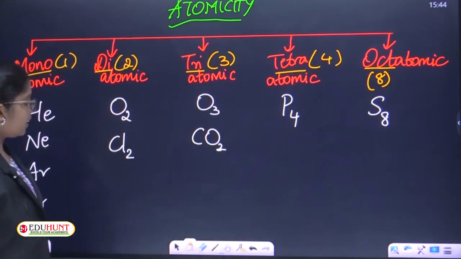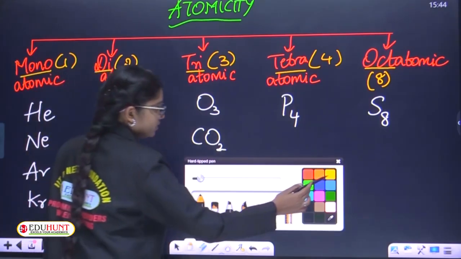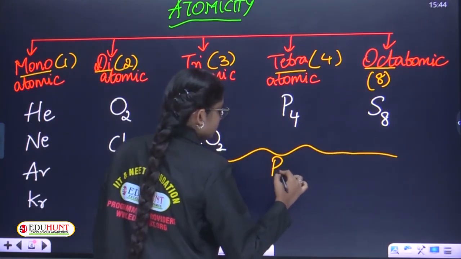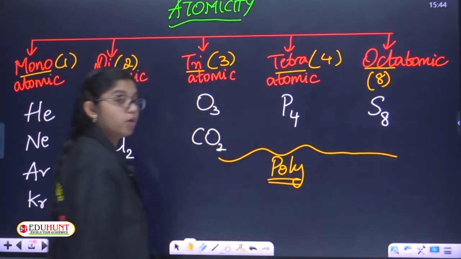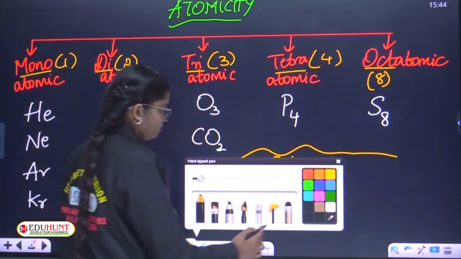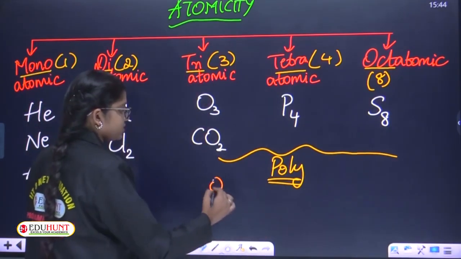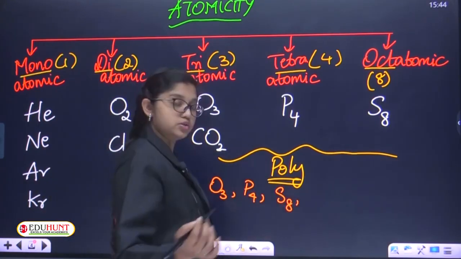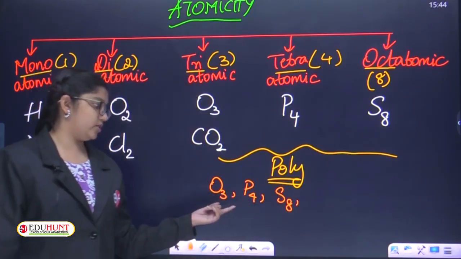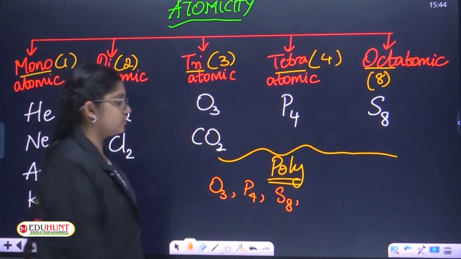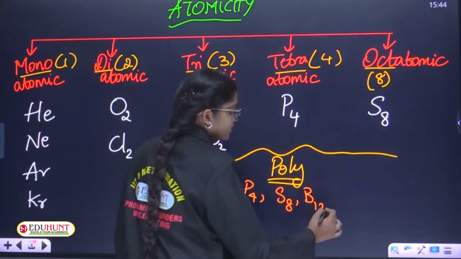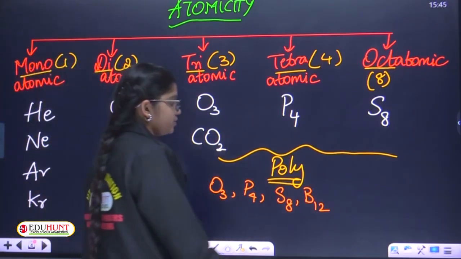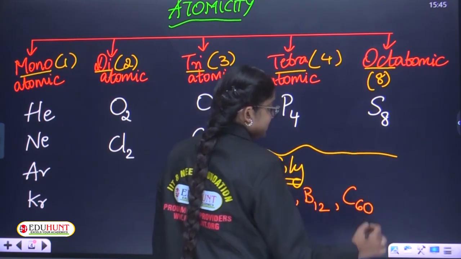And coming to the poly one, I just want to add one important thing here. Poly, all these 3 are grouped into polyatomic. I said the word poly, right? So, polyatomic examples can be O3, P4, S8. Up to here, you know the names: triatomic, tetraatomic, and octatomic. And for the further names, we can write examples like B12. B stands for boron. And one more interesting example is C60.